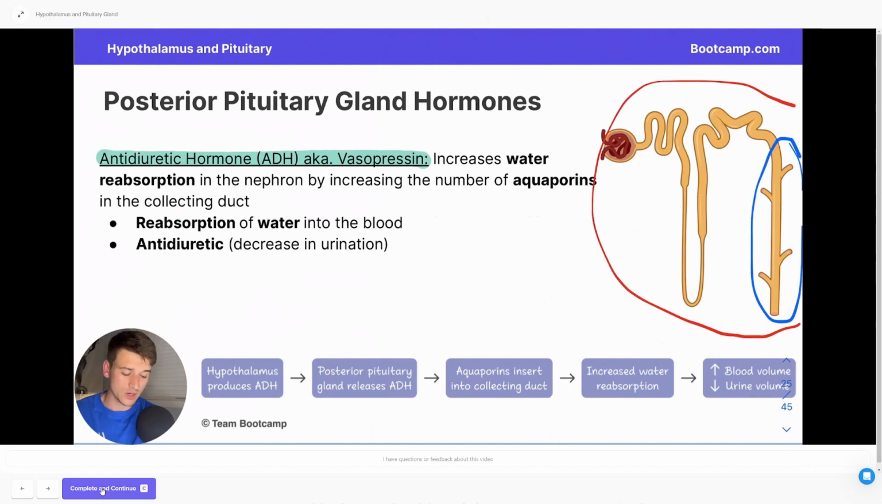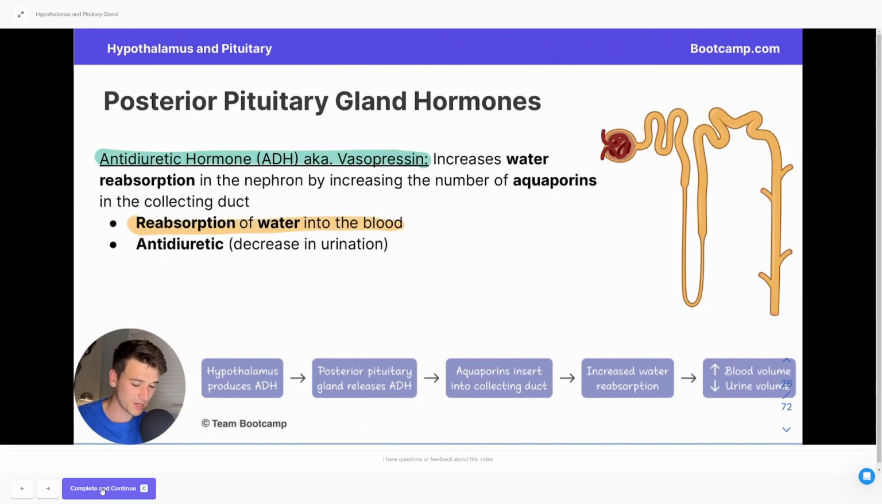And what antidiuretic hormone is going to do for us is it's actually going to allow us to increase the amount of water reabsorption that the nephron is capable of by increasing the overall number of these water channels, these aquaporins. And this is wonderful for us because we are now going to have a higher capacity for water retention and reabsorb more water back into the blood. And yes, of course, antidiuretic hormone is an antidiuretic.